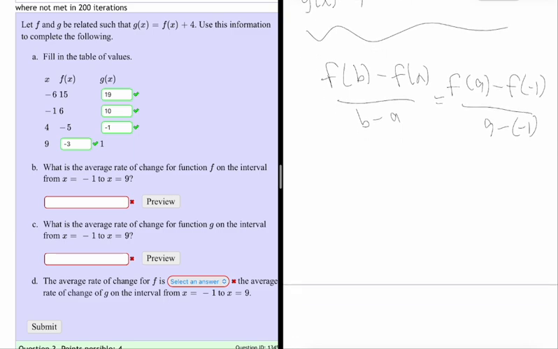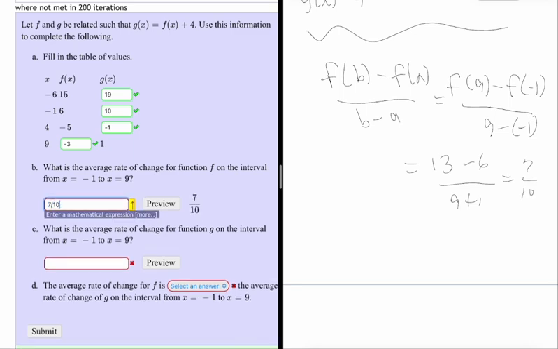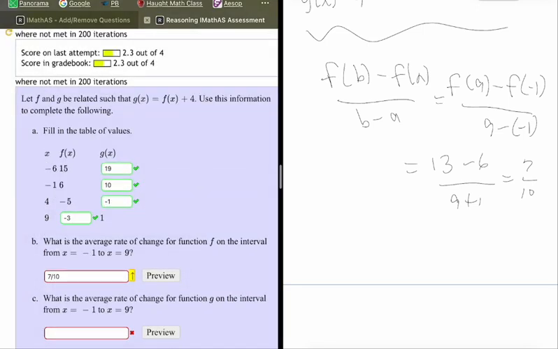So if we plug in 9, for me, I get 13. If I plug in negative 1 on the table, you can see I had a value of 6. And then this is 9 plus 1. So in this case, my values are going to be 7 over 10. I guess I did my math wrong. Let's see again. Okay, f of 9 was 1. Wait, f of 9 is 1. I'm so sorry. f of 9 is 1.